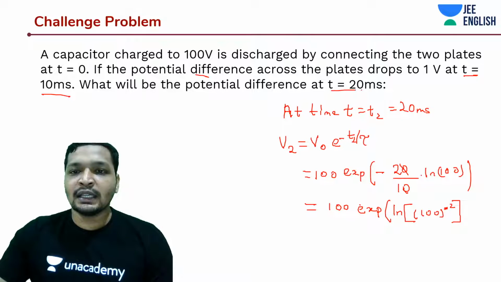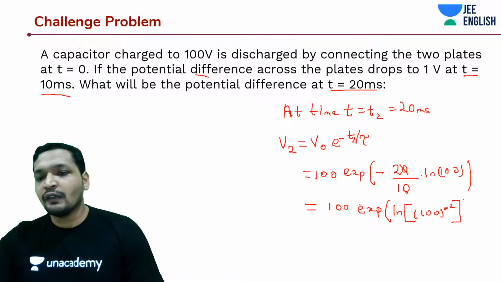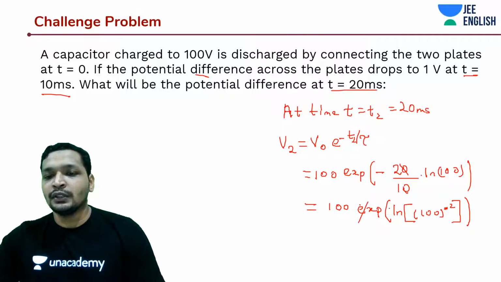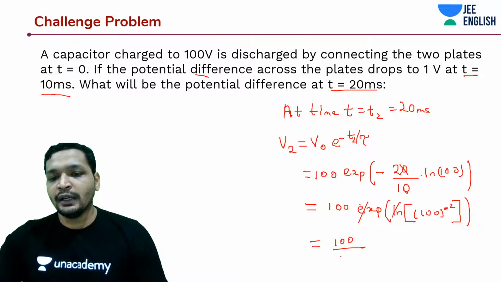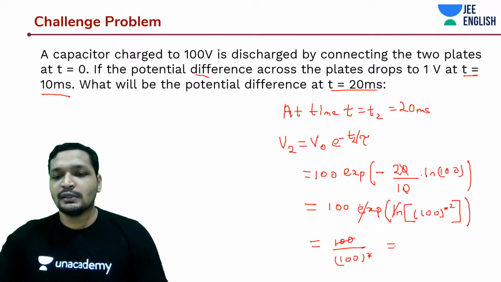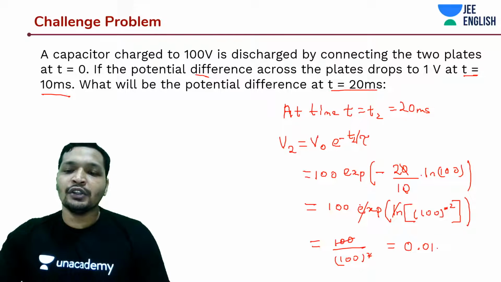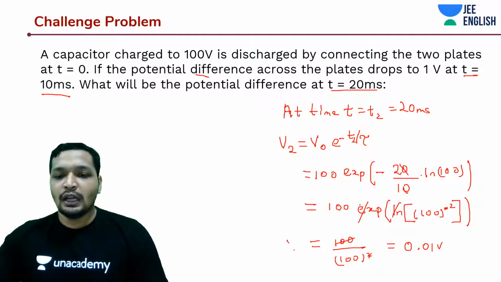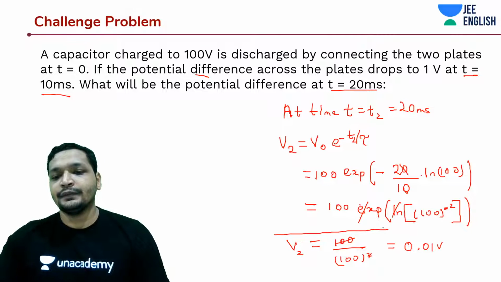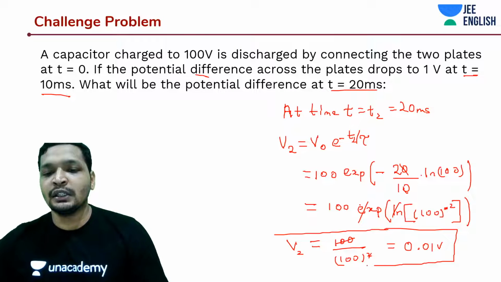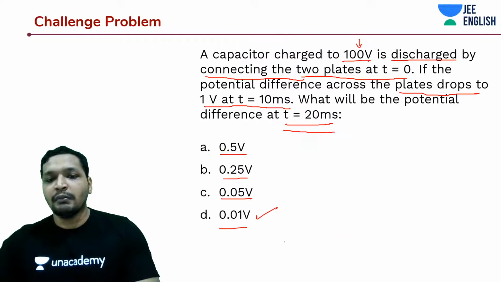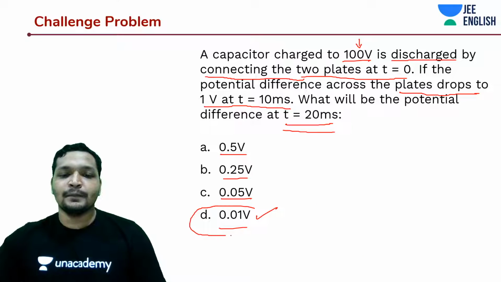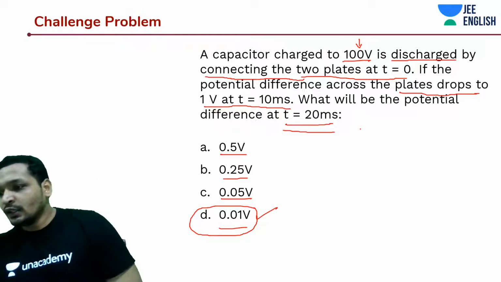Once 10 milliseconds increases, we are going to observe a boom. So this you can cancel out. That is going to be 100 divided by 100 square. How much is that? Basically 0.01 volts. Actually a tricky question, right? Just to mislead you for that moment, these kinds of questions will appear. Don't get misled by simple things.